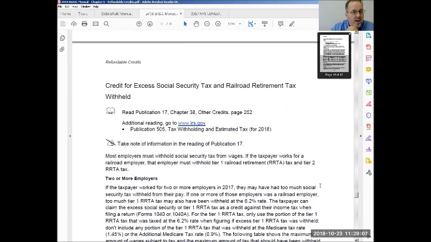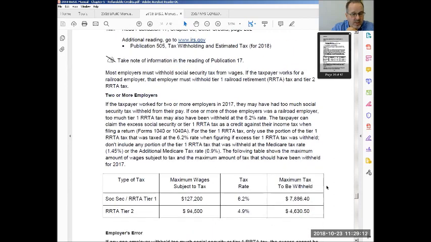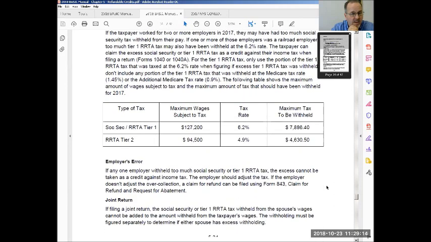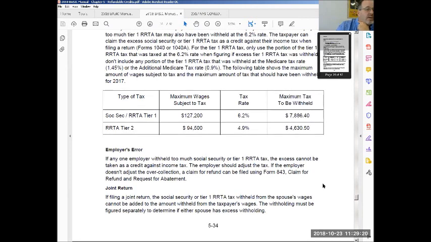All right. We talked about excess Social Security and things withheld. We've already talked about that. There's a little chart that's great right there in the middle that talks about that tax rate and the maximum. Just background.